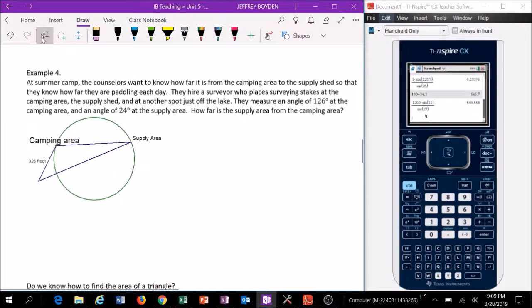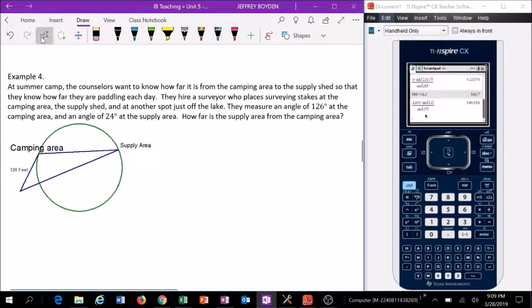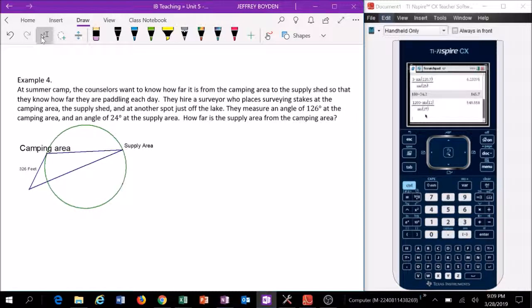Let's do one more. And we are probably to the point now where it would make sense for you to try this one on your own if you feel you're ready for it. All right, we're at summer camp. The counselors want to know how far it is from the camping area, here's the camping area, to the supply shed, so they know how far they're paddling each day. I guess they're paddling a canoe across the lake here. They hire a surveyor. He places surveying stakes at the camping area, the supply shed, and at another spot just off the lake. That's over here.